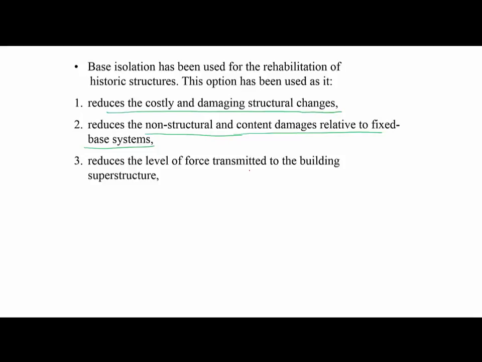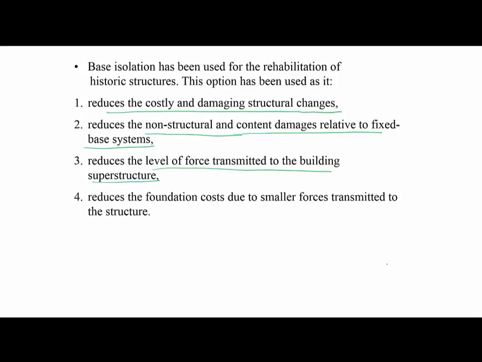It reduces the level of force that's transmitted to the building because it's isolating the building from the ground, and it also reduces the foundation cost due to smaller forces transmitted to the structure, because since the building is not going to move much, there is going to be less force coming from the structure to the foundation. These are the main advantages of the base isolation system.